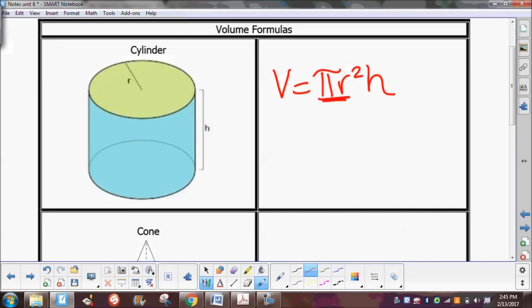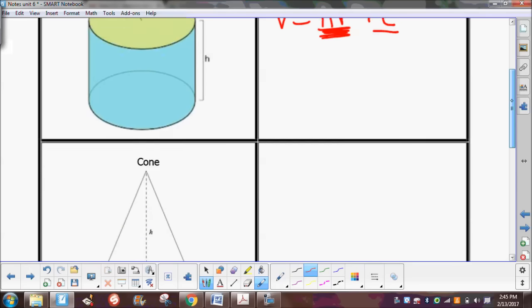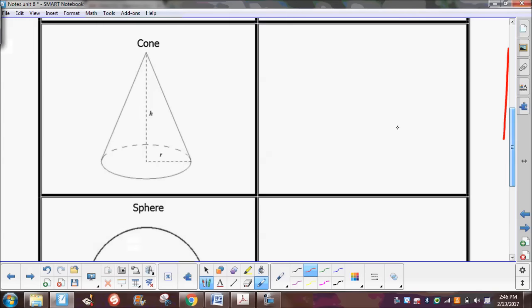So pi r squared, that should look familiar to you. That's the area formula for a circle times the height, because that's what a cylinder is. It's just a bunch of circles stacked up on top of one another to get the volume. Volume, what's inside the shape.